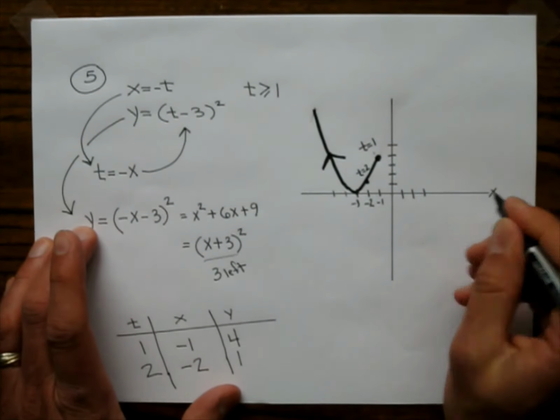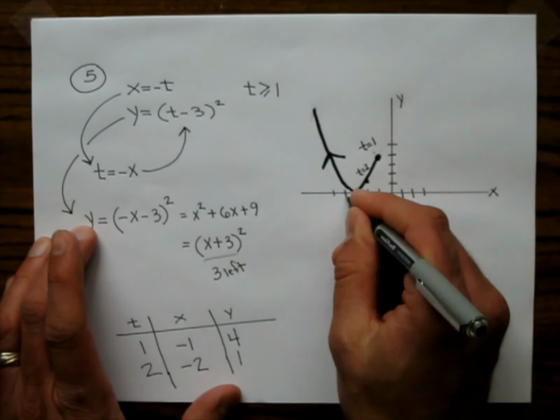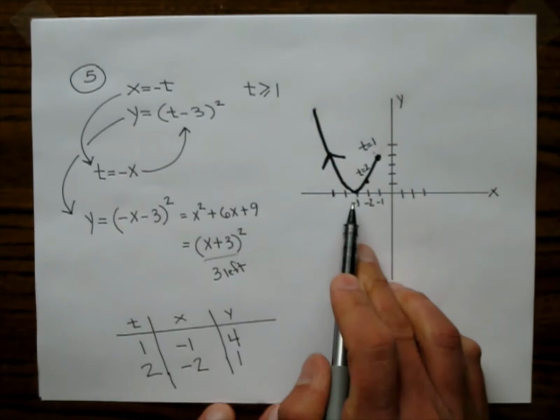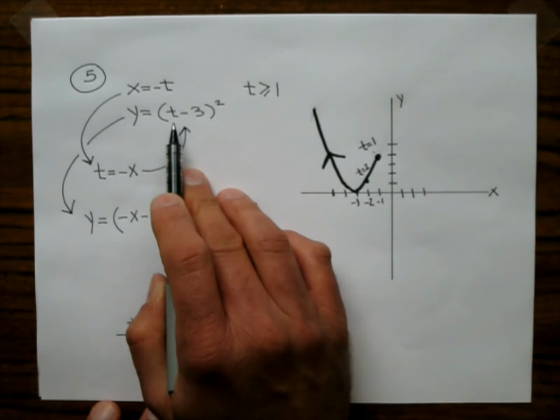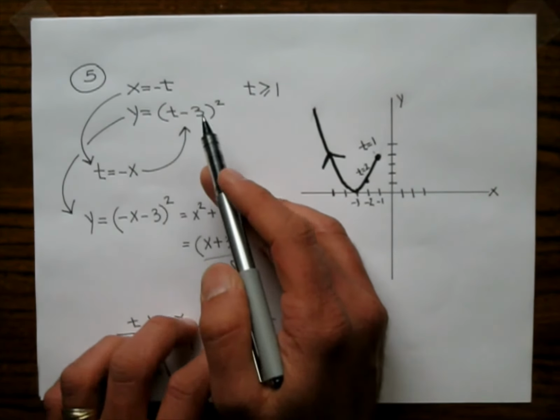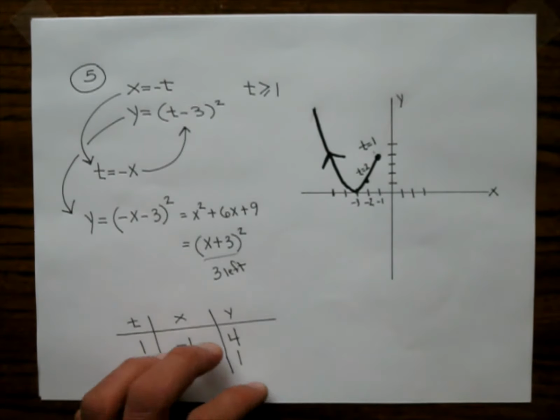Forgot to label my axes, x, y. And there is my final result for the picture. They asked me to graph these parametric equations. They also asked for the rectangular equation.